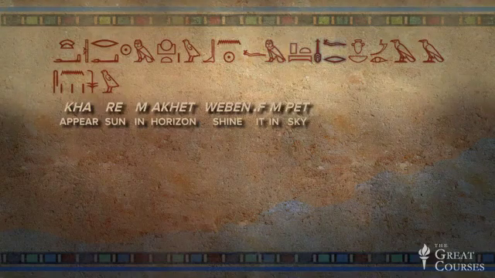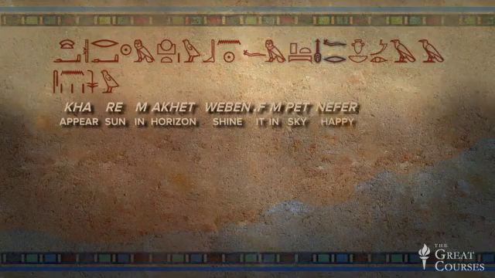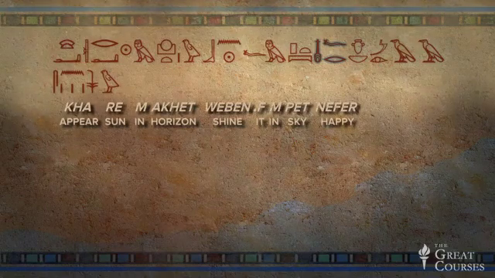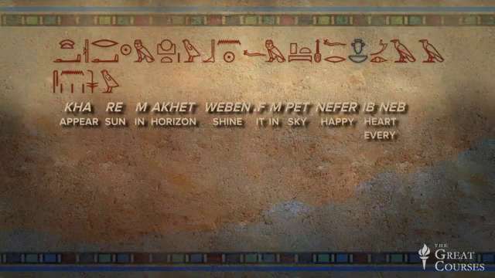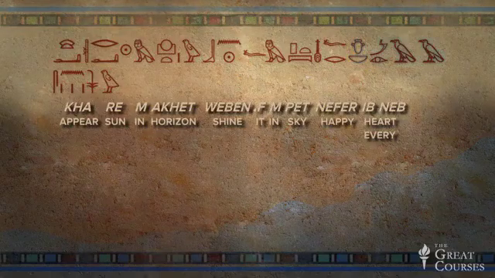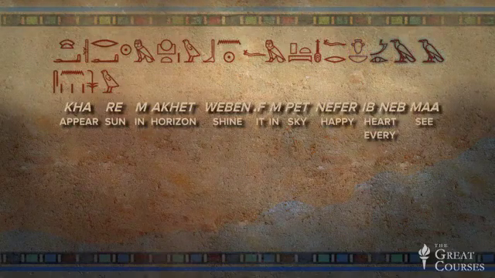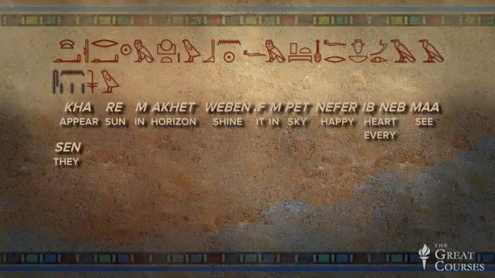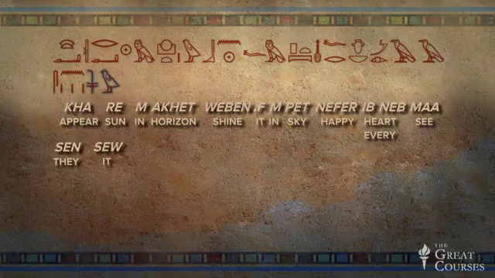Now we have another verb, actually a predicate adjective, nefer, to be happy. It could also be good or beautiful, but I picked happy because I see what's coming next. We have the heart ideogram above the neb semicircle, which means all or every. So it's every heart is happy. Next, another verb, maa, to see, followed by the they suffix pronoun. So it's they see. But wait, there's more. We have a pronoun, su, which is it or him. To be consistent, let's say it.